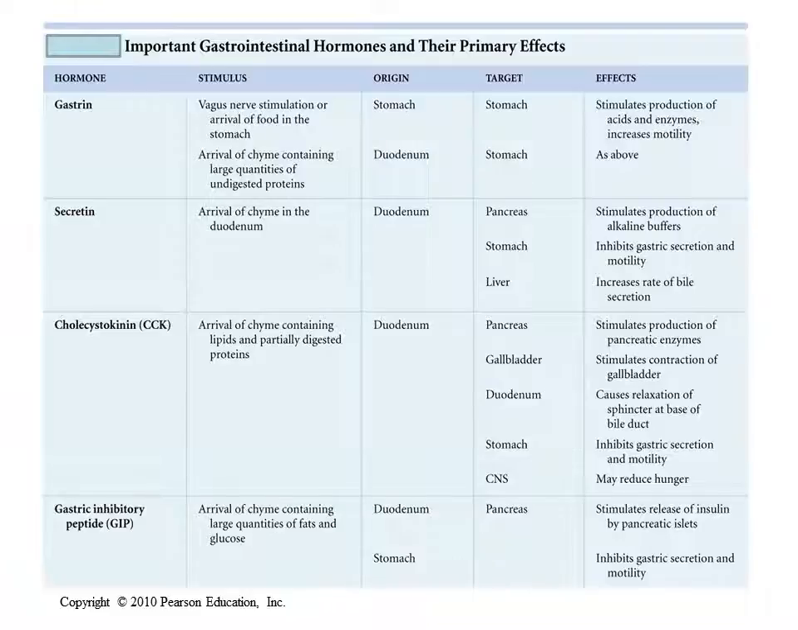And also in the stomach, it works like secretin. It inhibits gastric secretion and motility. And in the CNS, it may reduce hunger so that the food will be able to digest.